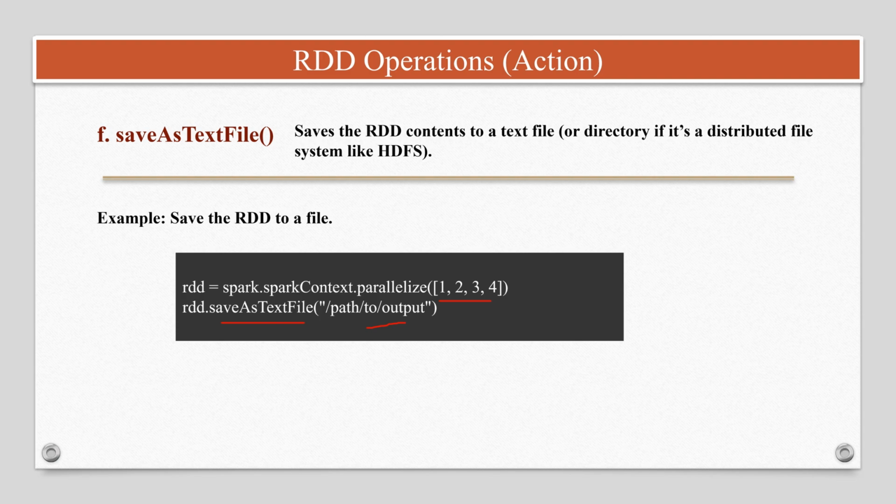So in conclusion, by all these examples of transformations and actions, we understood that transformations are lazy. They create a new RDD but do not execute the actual computation until an action is called. And an action triggers the execution of all transformations and returns a result to the driver or writes the output to external storage.